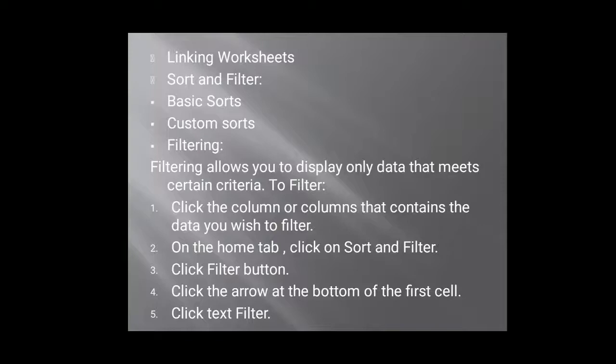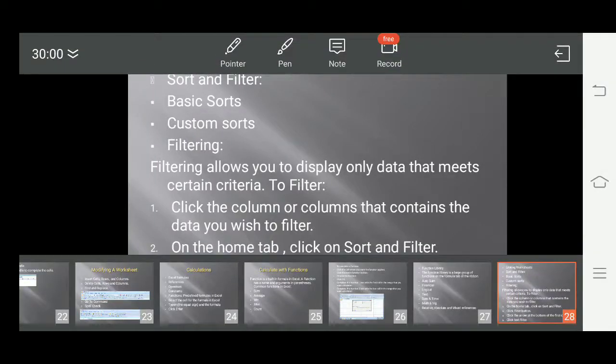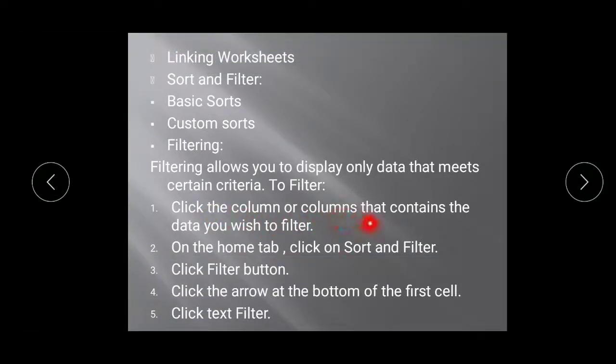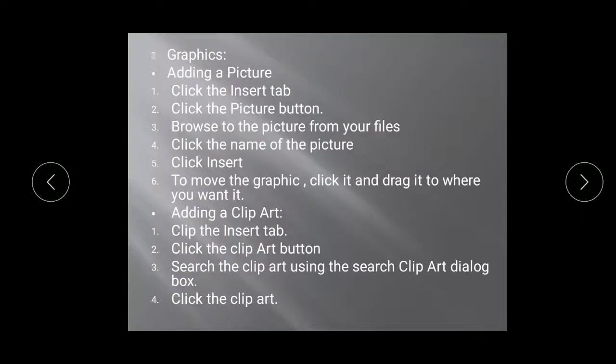So how can you do it? Click the column or columns that contain the data you wish to filter. On the Home tab, click the Sort and Filter option. After you click on Sort and Filter, you will get a Filter option in the list. Just click on that Filter button. Click the arrow at the bottom of the first cell. Click Text Filter. If you click the fill handle, that will ask you to filter and that will filter your data according to your conditions.